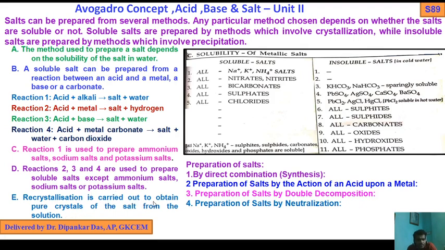Recrystallization is carried out to obtain pure crystals of the salt from the solution. So this is the method to prepare the salt. Four methods: acid plus alkali, you get salt plus water. Acid plus metal, you get salt plus hydrogen. Acid plus base, you get salt plus water. Acid plus metal carbonate, salt plus water plus carbon dioxide.